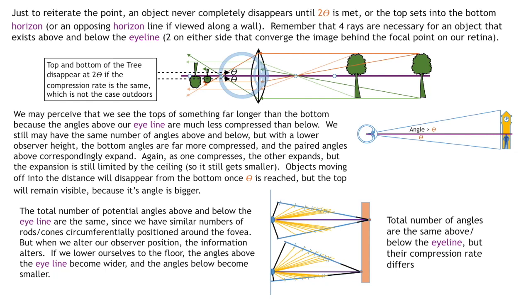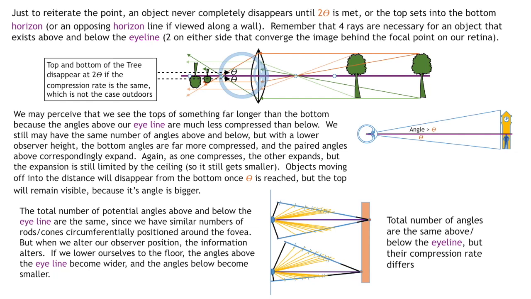Objects moving off into the distance will disappear from the bottom once theta is reached, but the top will remain visible, just like we've talked about, because its angle is bigger. As it moves off into the distance, it will continue to set into that lower horizon line, either until its theta angle is met, or it just completely disappears, one or the other. The total number of potential angles above and below the eye line are the same, since we have a similar number of rods and cones circumferentially positioned around the fovea. But when we alter our observer position, the information alters.